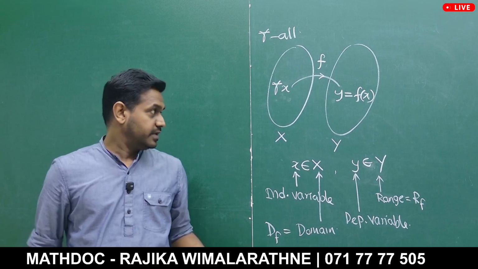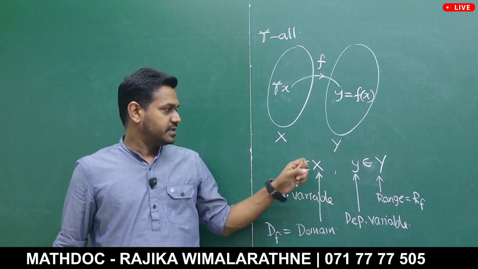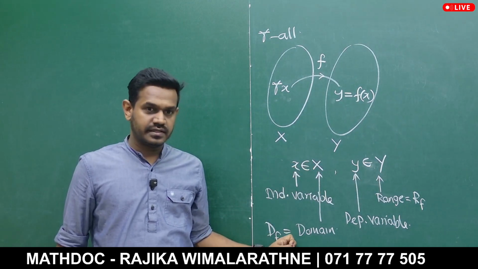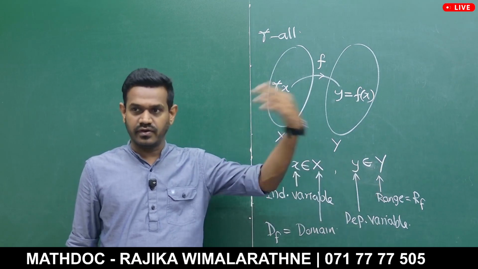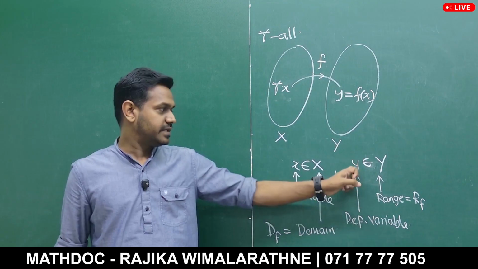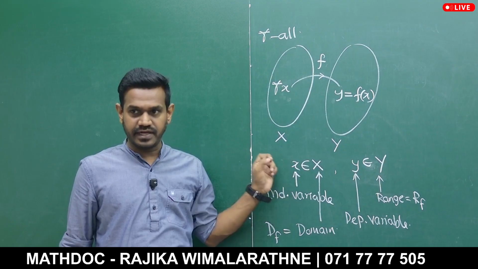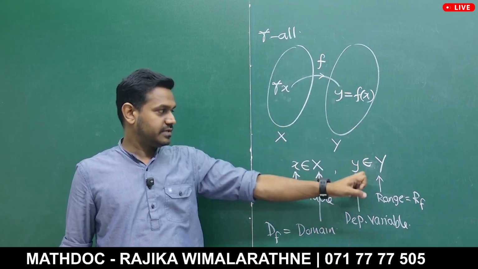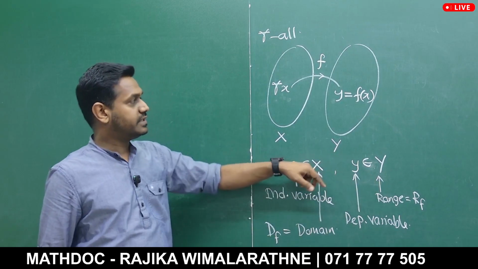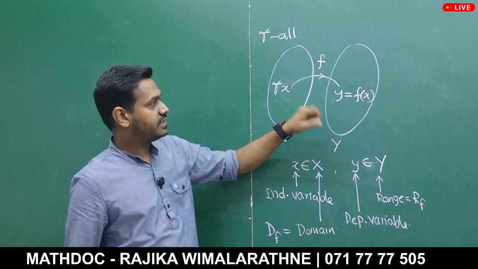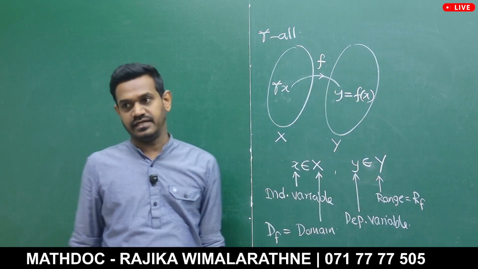Now you identify capital X is a set, capital Y is a set. Capital X we call the domain, all possible inputs. Capital Y we call the range, all outputs. To represent every element in capital X, we use variable x, the independent variable. That is connected to y, the dependent variable. Further, this is the pre-image of y, and y is the image of x. That is the general idea.